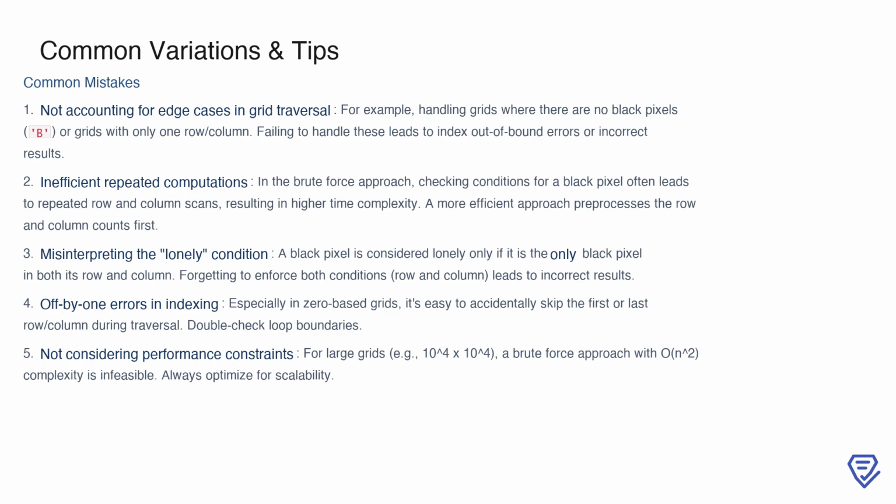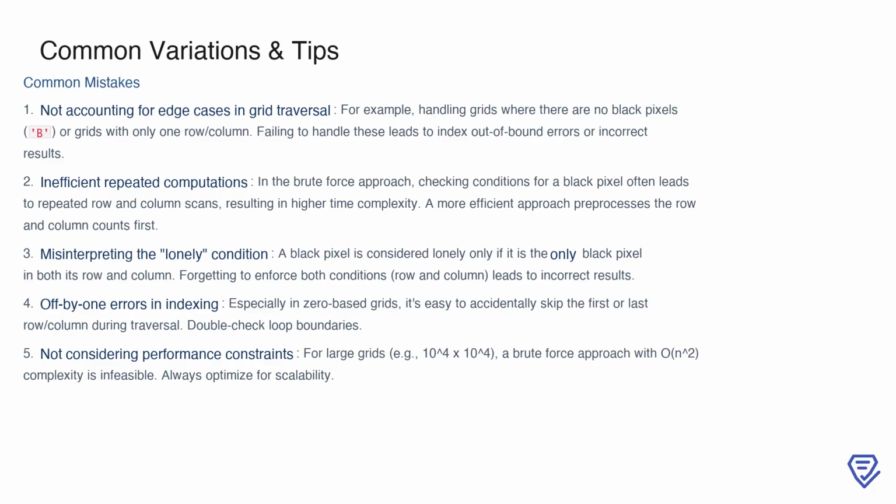Another issue arises from inefficient repeated computations. In a brute force approach, scanning rows and columns multiple times for each black pixel significantly increases the time complexity. A better strategy is to pre-process the grid to count the number of black pixels in each row and column first, which avoids redundancy. Additionally, it's crucial to correctly interpret the condition for a black pixel to be considered lonely. Remember, the pixel must be the only black pixel in both its row and column to qualify. Overlooking either of these conditions leads to errors.